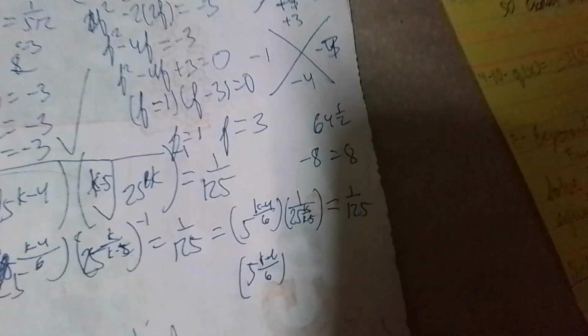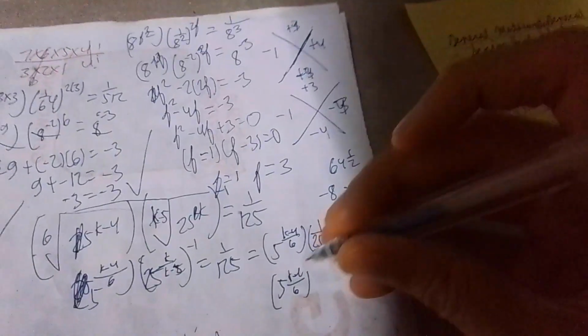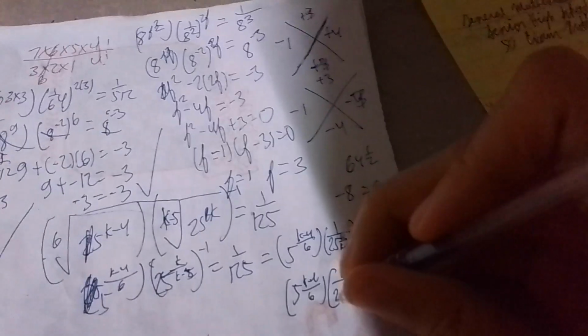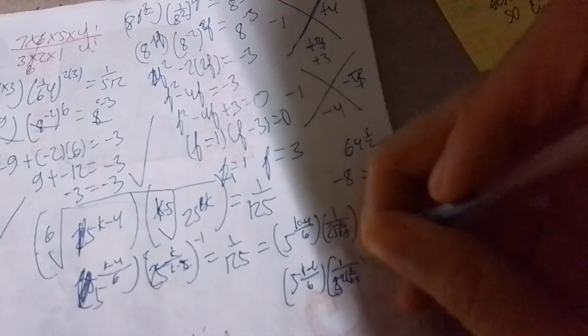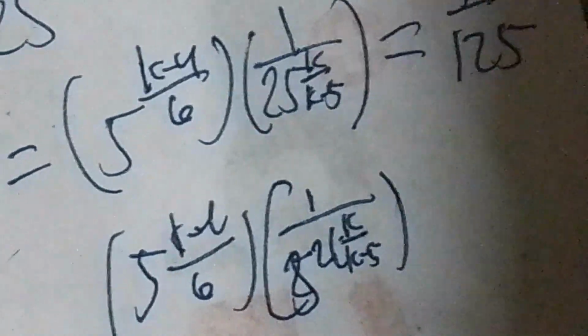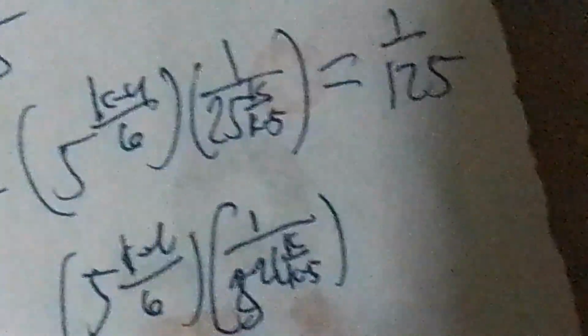The second one, the 25 becomes 5 squared. But since it's in the denominator, it will go like this: 1 over 5 squared to the k minus 5 power. Can you see it? Yes, it's 5 squared, and then by the power law that's equivalent to 5 cubed on the right. Now all we have to do is translate that to negative exponents, because if you have an exponent in the denominator, when you bring it to the numerator, it becomes negative.